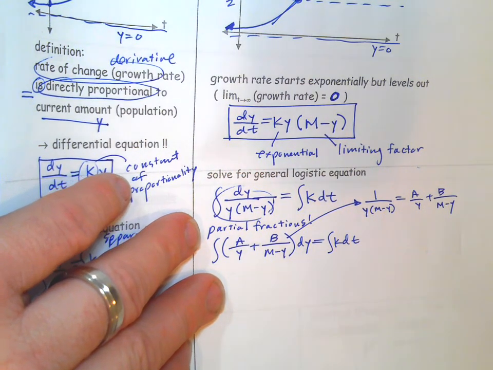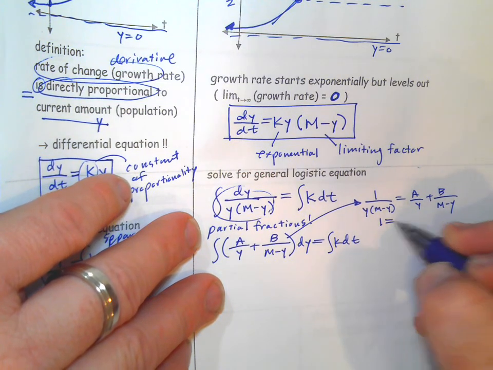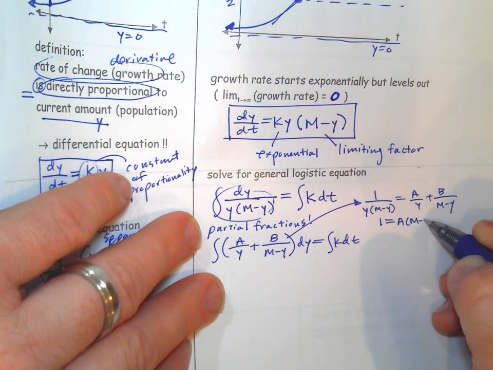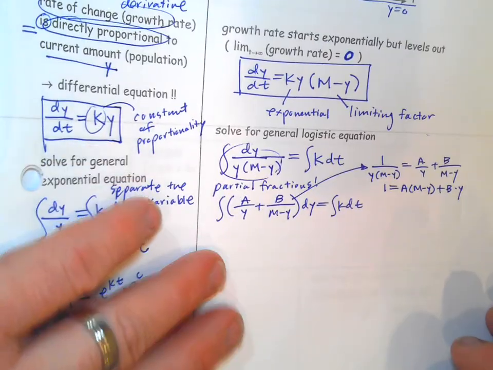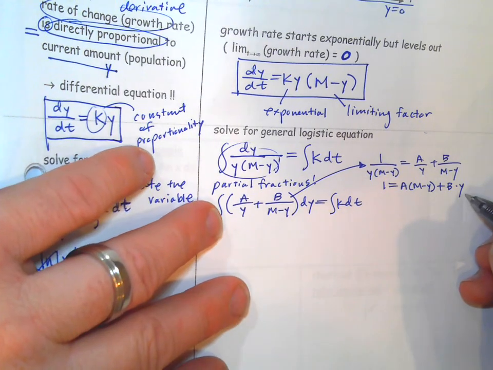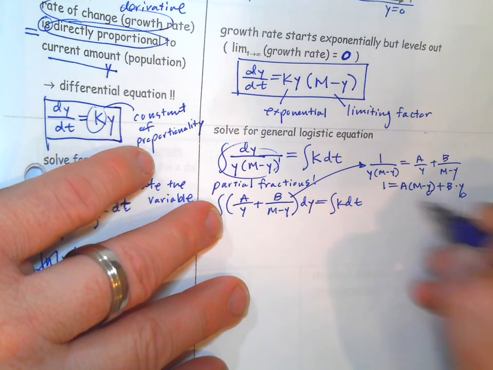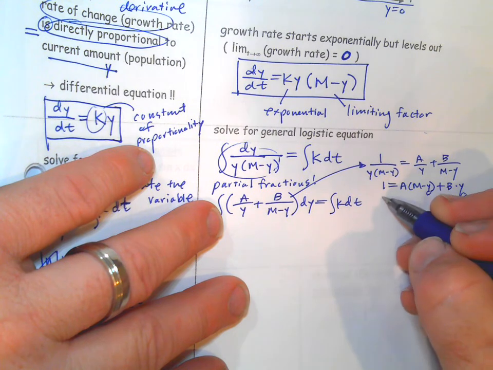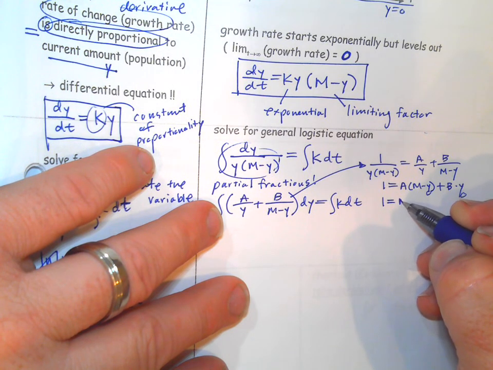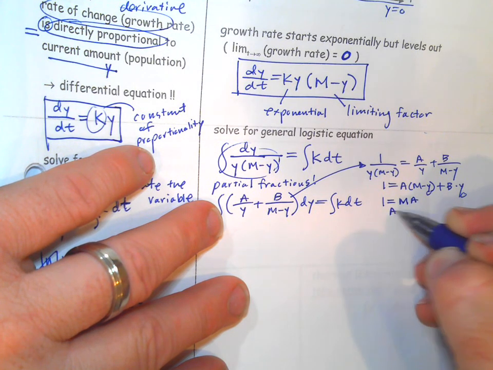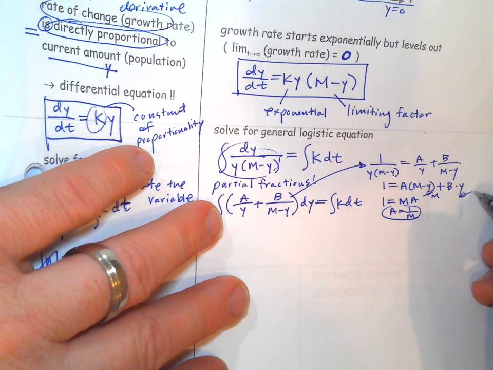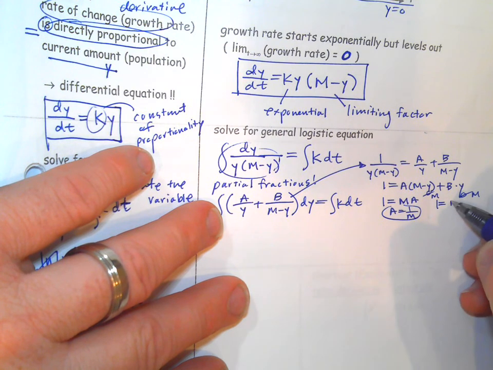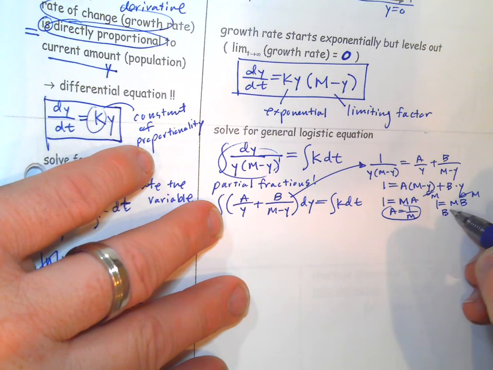So we need to multiply through by the least common denominator. So we get 1 equals A(m minus y) plus B times y. Use the Heaviside approach, cover-up method. Plug 0 in first, and you get 1 equals mA. So A equals 1 over m. You could plug m in to make the A term drop out and get 1 equals mB, and B equals 1 over m. It's kind of interesting. They came out the same.